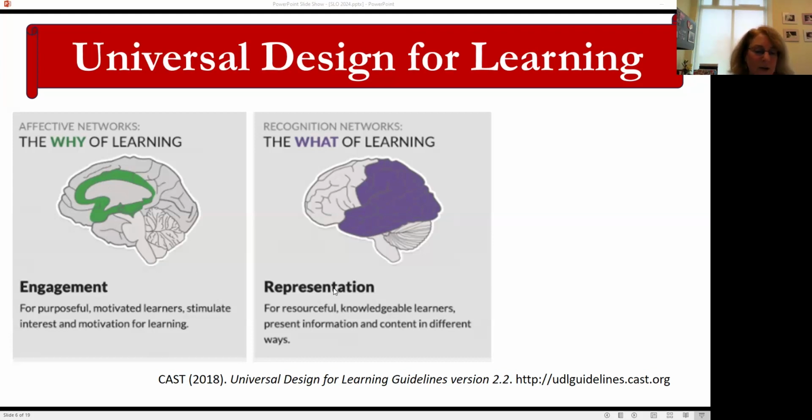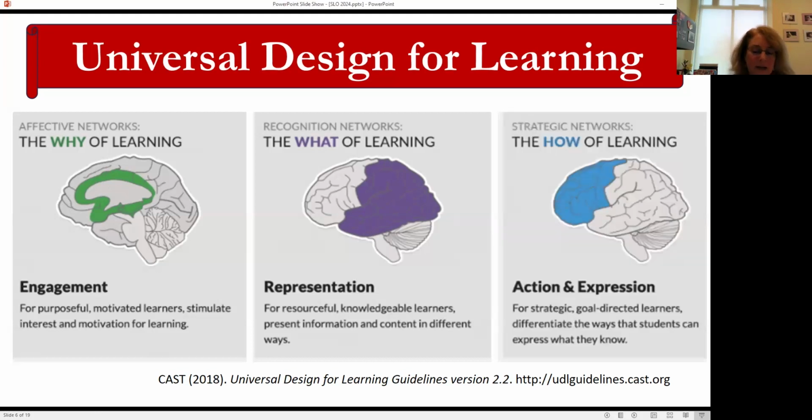So let's focus on the final principle, and that is the strategic networks. These are shown in the brain in blue. A simple way to think about action and expression is that it involves the methods to assess student learning. Traditional courses may use examinations as the primary means of assessment, but there are so many more methods that can be used. What are some ways that you assess your students' learning? I think group projects and discussions you already talked about in communicating information, but they're also a great way to assess learning. What are some other ways? Let's share in the chat.